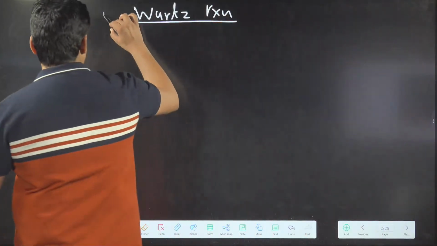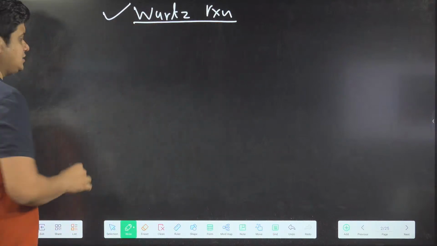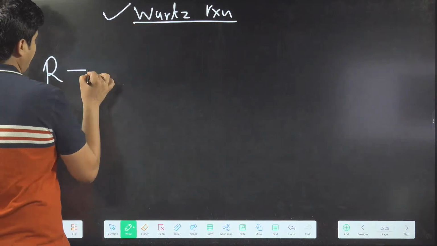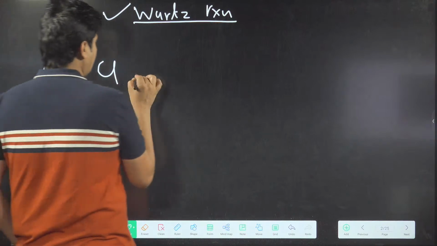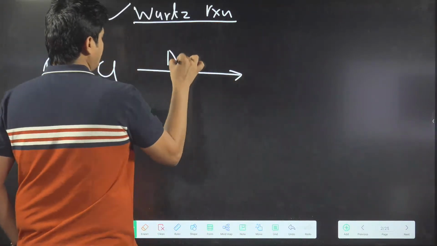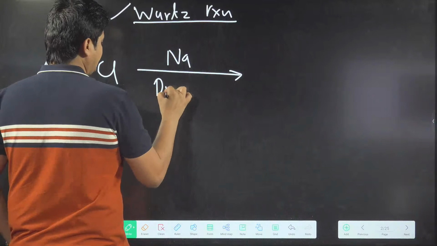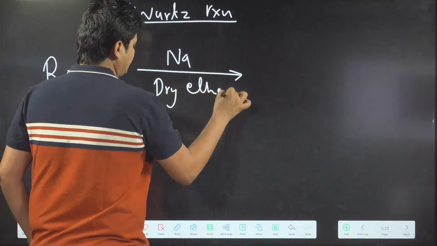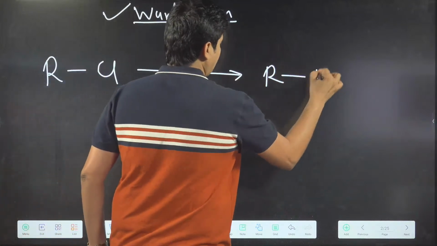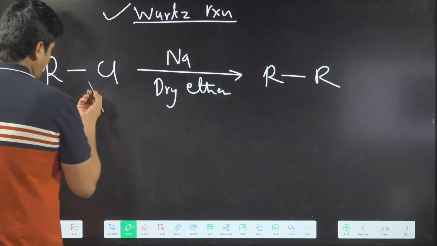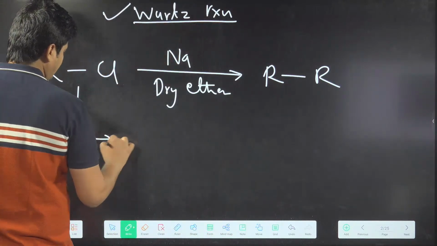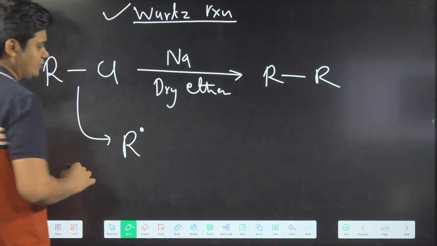The most important reaction is the Wurtz reaction. What is the Wurtz reaction? We take an alkyl halide, for example RCl, and it is treated with sodium in the presence of dry ether. In the presence of dry ether, it gives the product R-R. What is the actual mechanism there? RCl is going to give an R radical.